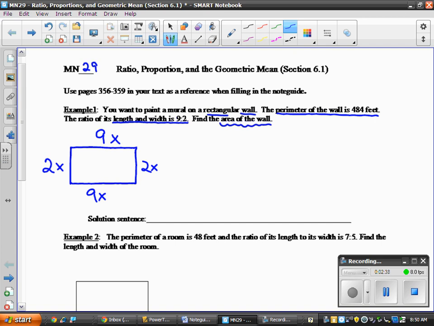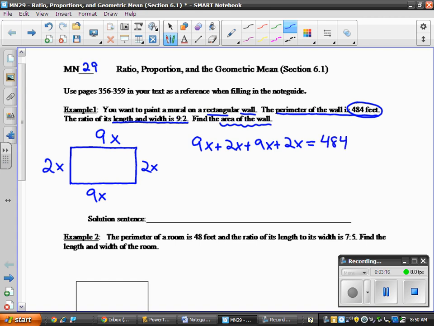In this case, they're giving us information about the perimeter, which is 484 feet around this mural. So we know one of the lengths is 9x plus 2x. Remember, perimeter is always just going right around, and we set that equal to the perimeter they give us, which is 484 feet. So we have 9x plus 2x plus 9x plus 2x, or you could go 9x times 2 plus 2x times 2, because there are 2 lengths of 9x and 2 widths of 2x. We're going to keep it simple here, 484.